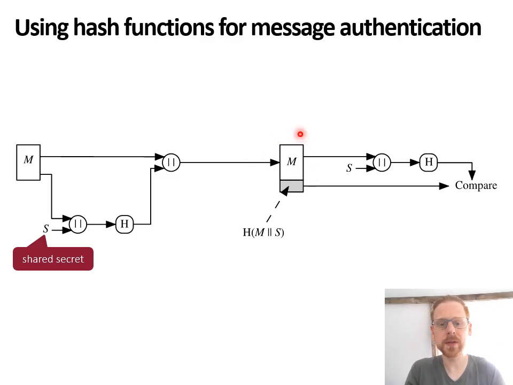The receiver will then receive the message and the hash. He will take the message, combine it again with the same shared key, so the receiver and sender need to share this key in a secure manner, and calculate again the hash value of this combination. If this calculated hash value is the same as the one they received, then the message has not been altered. So this is a way of authenticating a message and making sure that it has not been changed.